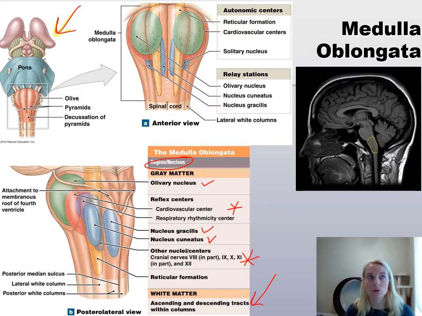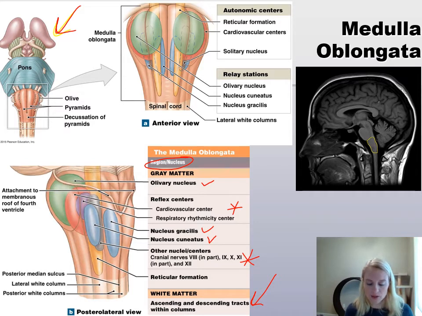These nuclei do lots of different things, so I just have a little description here. The nucleus gracilis and cuneatus are somatic sensory pathways up to the thalamus. They are going to be relaying somatic sensory information that's coming up from your spinal cord. The olivary is called the olivary because early anatomists thought they look like olives. They relay somatic motor information towards your cerebellum. So somatic motor is your olivary.